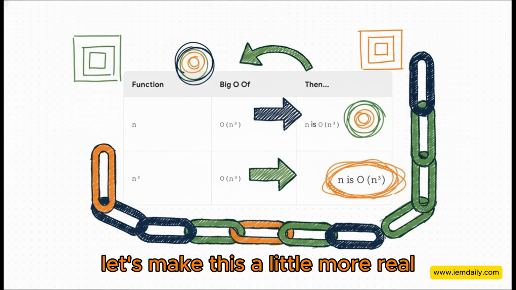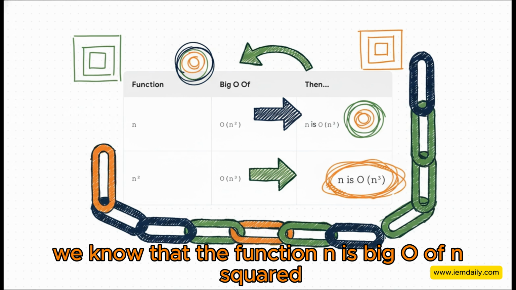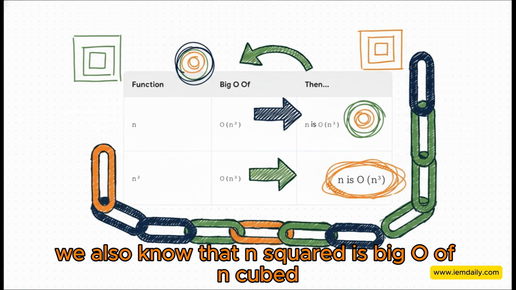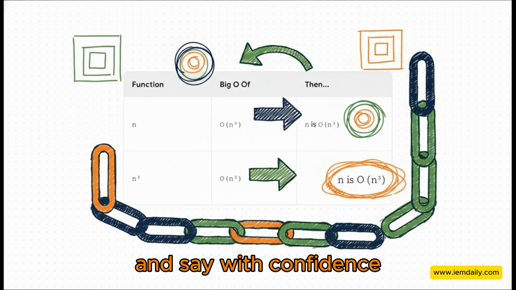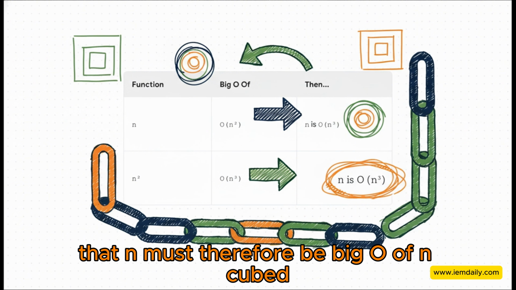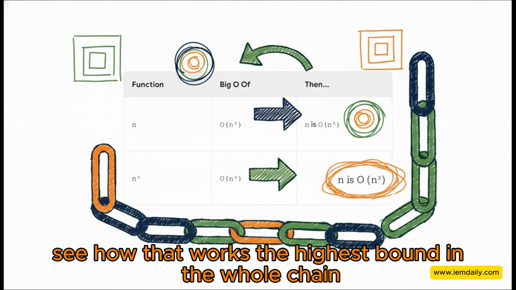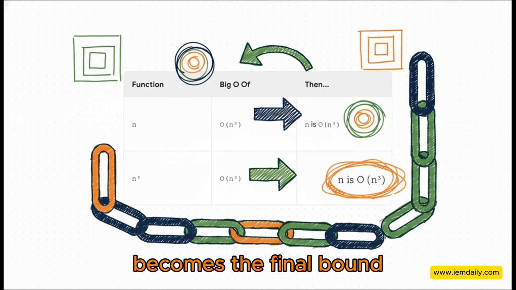Let's make this a little more real. Take a look at this table. We know that the function n is big O of n squared. We also know that n squared is big O of n cubed. Well, the transitive property lets us just connect those dots and say, with confidence, that n must therefore be big O of n cubed. See how that works? The highest bound in the whole chain becomes the final bound.